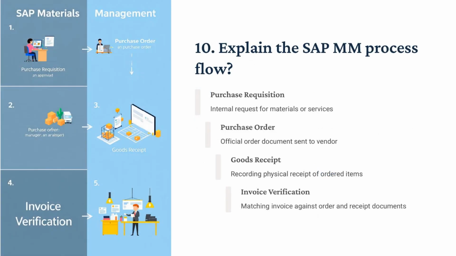10. Can you explain the SAP MM process flow? Certainly. The typical MM process flow starts with a purchase requisition, followed by a purchase order, goods receipt, and then invoice verification. This process ensures that materials are procured efficiently and recorded correctly in the system.